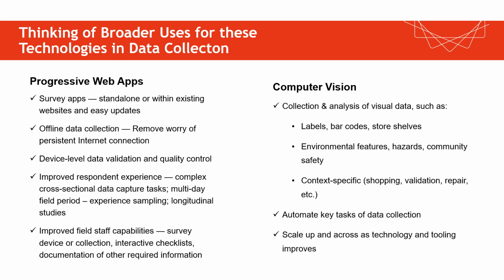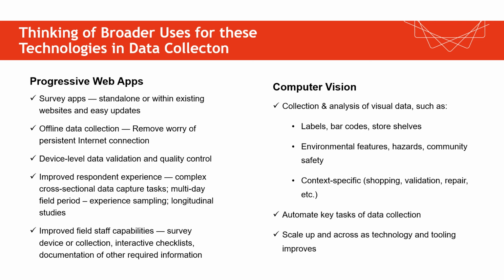Perhaps folks are doing complex data collection with a cross-sectional sample. Perhaps you're doing experience sampling, where you're trying to have individuals do data collection over a particular time, looking at various different things that they might be doing and recording these incidences as they occur. Also on the field staff side, as we've seen with this example, there's quite a bit that we can do in terms of improving data collection. We could even use this to provide documentation, checklists, other types of things, not just survey or data collection.